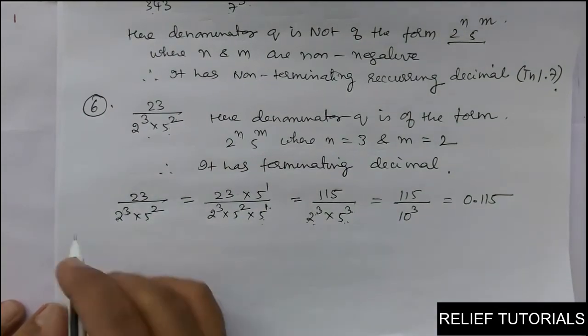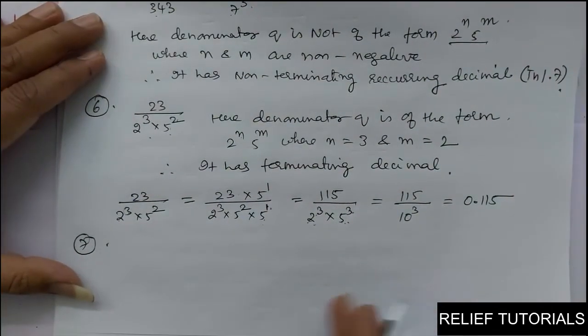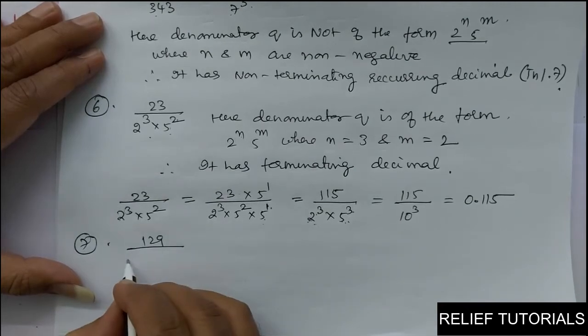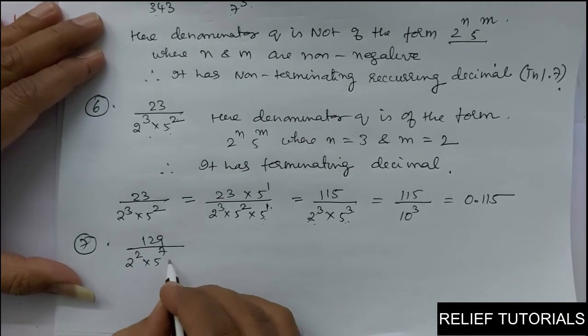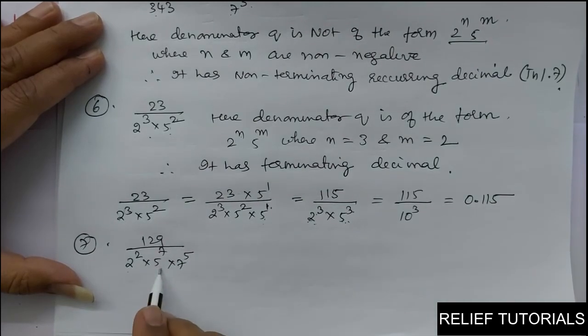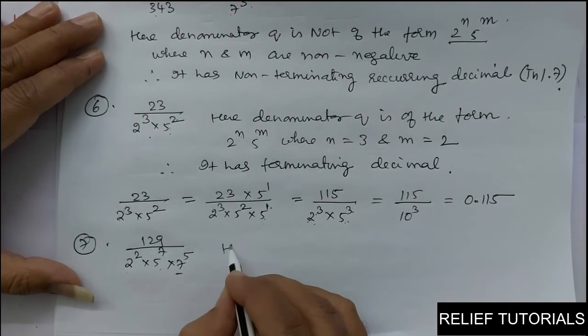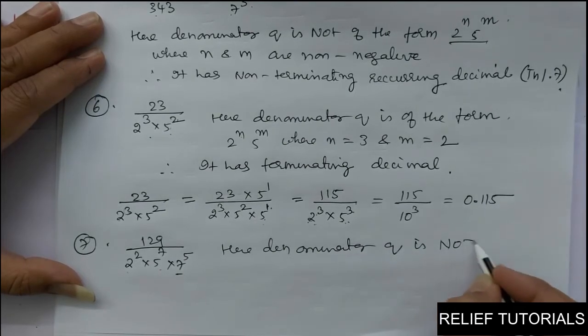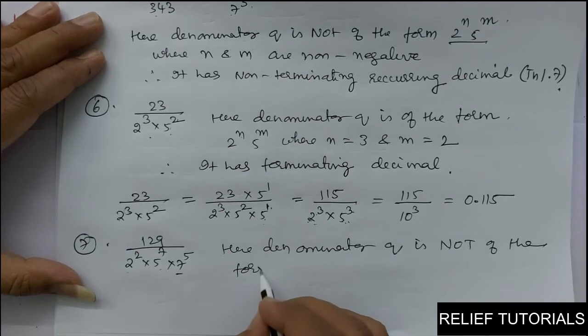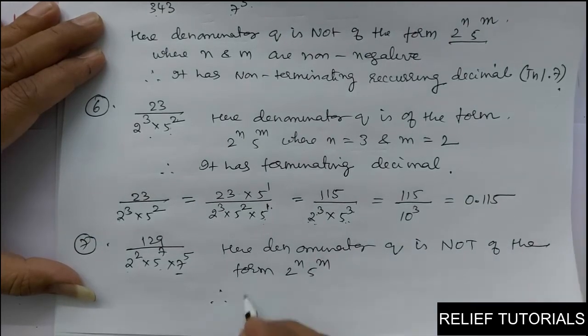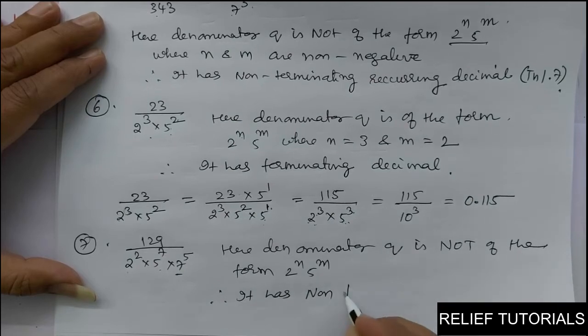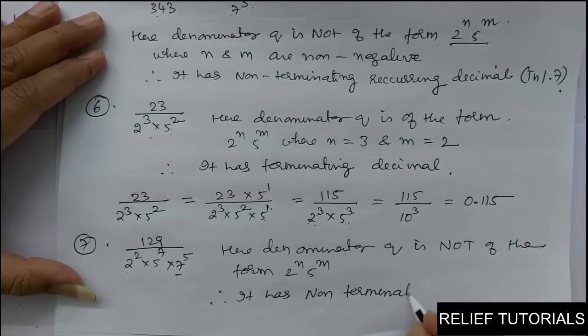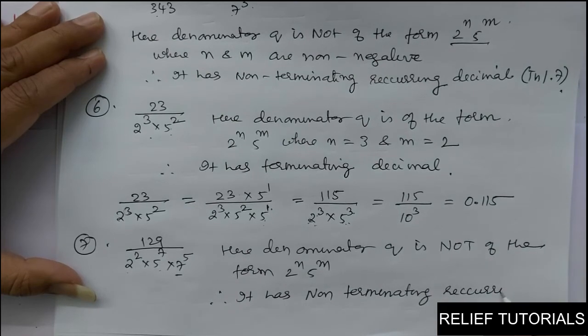Now the 6th we have done, now we will do 7. What is 7? 129 upon 2 raised to 2 into 5 raised to 7 into 7 raised to 5. Just by looking at the denominator, it is not of the form 2 raised to n and 5 raised to m. It has 7. So here the denominator q is not of the form 2 raised to n, 5 raised to m. Therefore, it has a non-terminating recurring decimal. Clear?